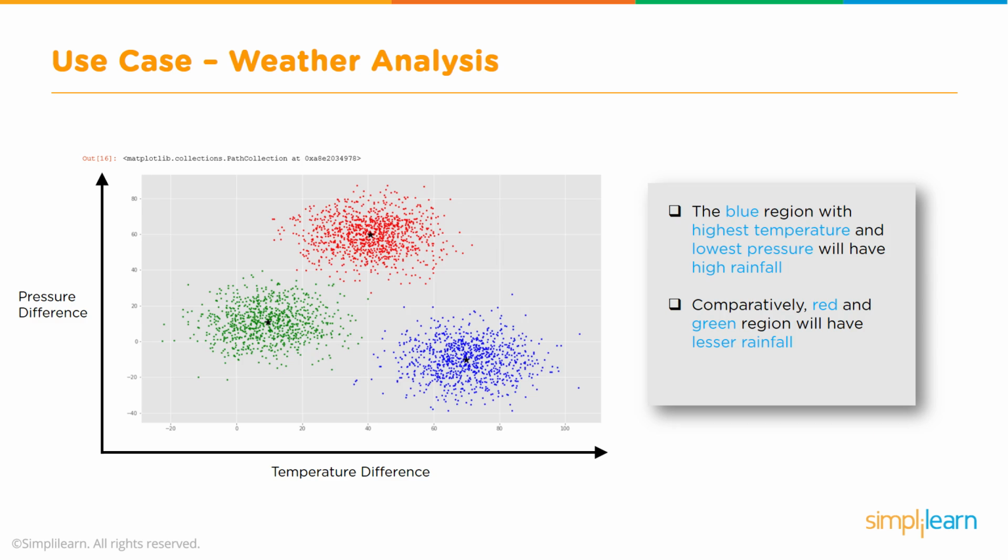And what we end up with is these 2 nice maps of pressure differences, and you can see the centroids are now done in black. The blue region with the highest temperature and lowest pressure will have high rainfall. So you'll see that nice blue region in the bottom right. That's when they're going to be worried about flooding. And comparatively, the red and green region will have lesser rainfall. So once you know which area or cluster you're in from that data, you can predict what's coming in and how much to worry about the rainfall coming in.